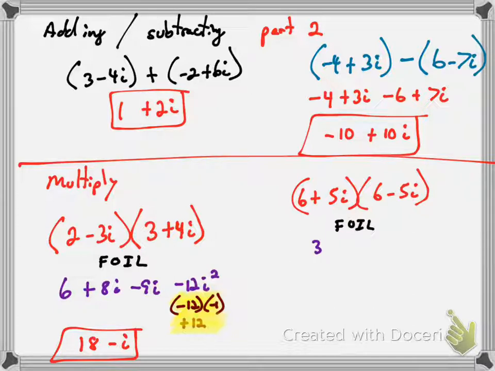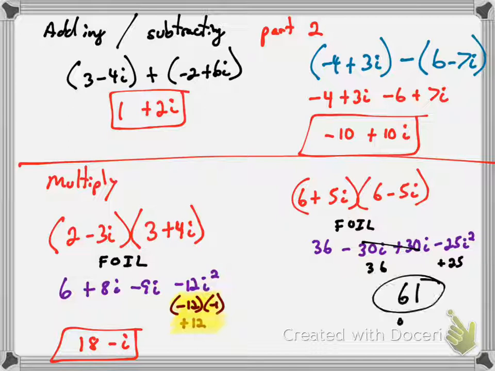So we start with 6 times 6 is 36. Minus 6 times 5 is -30i, plus 30i, and then minus 25i squared. So the minus 25i squared, we're going to take care of that first, and it becomes plus 25. The minus 30i plus 30i cancel each other out, and 36 plus 25 is 61. If we needed to, we could write it in complex form as 61 plus 0i, but that would not necessarily be practical.